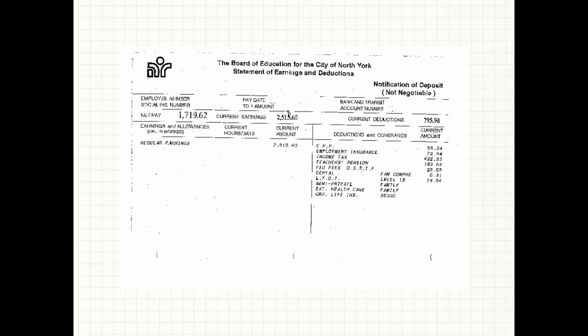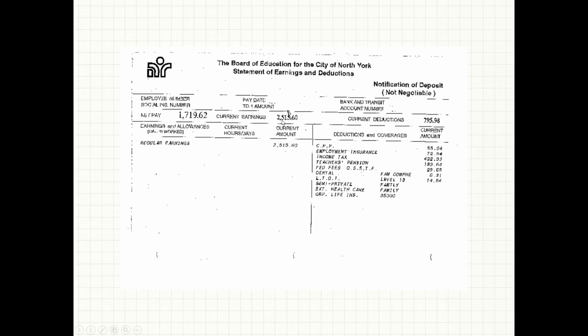Okay, so this is a picture of a pay slip or pay stub. Just want to go over it with you quickly because your assignment is going to be something similar to this, where I give you some information. I want you to create the pay stub. So this is the pay slip for an employee at the Board of Education for the City of North York. So just quickly go through this.